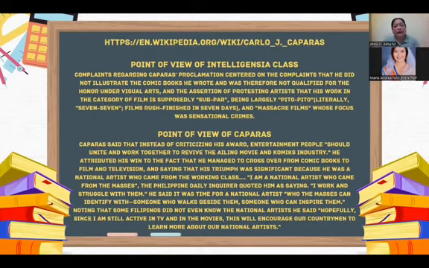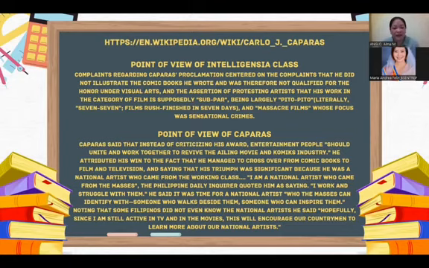Point of view of the intelligentsia class. Complaints regarding Caparas's proclamation centered on the complaints that he did not illustrate the comic books he wrote and was therefore not qualified for the honor under visual arts, and the assertion of protesting artists that his work in the category of film is supposedly subpar, being largely pito-pito, literally seven-seven, films rush finished in seven days, and massacre films whose focus was sensational crimes.